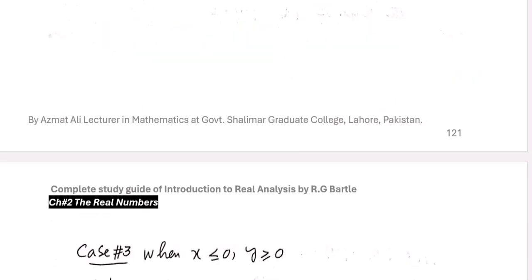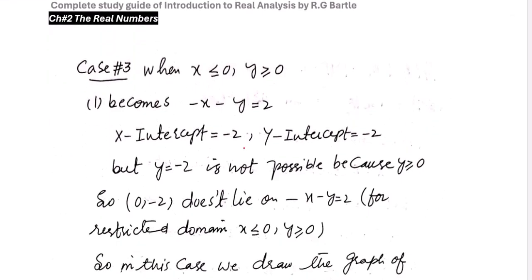The third case, suppose x is less than or equal to 0, y is greater than or equal to 0. In this case, your equation becomes this. This equation gives x and y intercept minus 2, minus 2. But this number is not possible because your y is greater than or equal to 0.